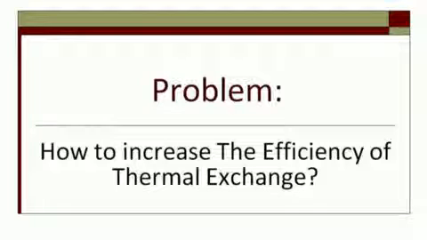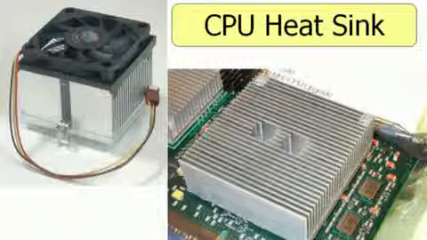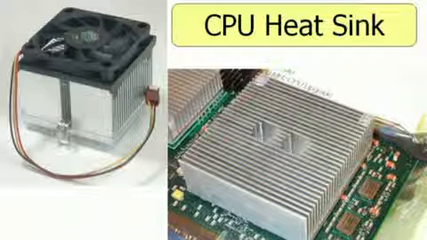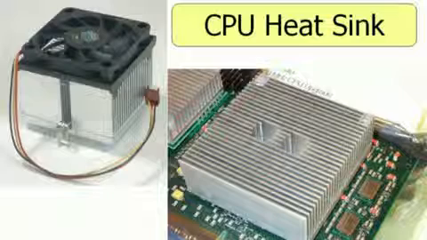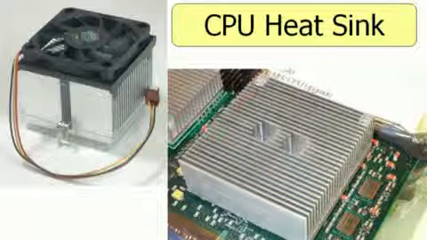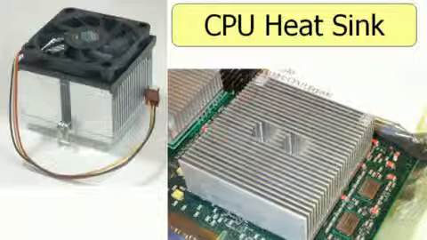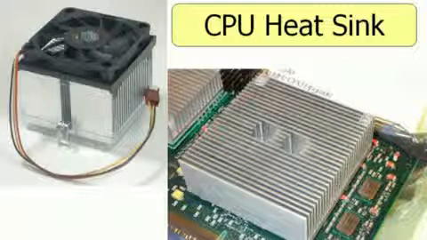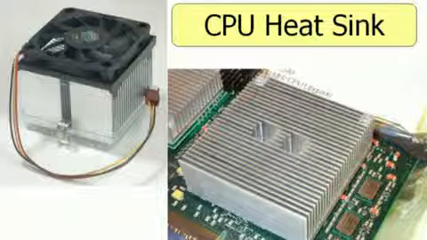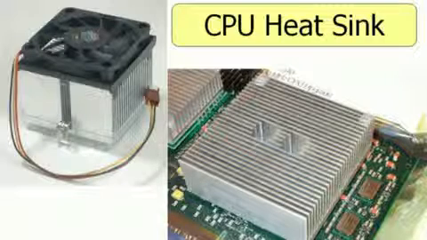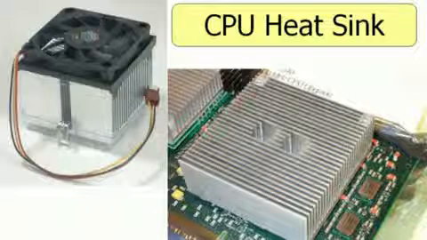Now, let me give you the following example. Here we have a heat sink. The metallic part you see here is basically a heat sink. It's used to dissipate heat quickly from the CPU, the central processing unit of a computer, because this electronic chip, when it functions, it produces heat, and there is a need to remove this heat as fast as possible from this silicon chip.